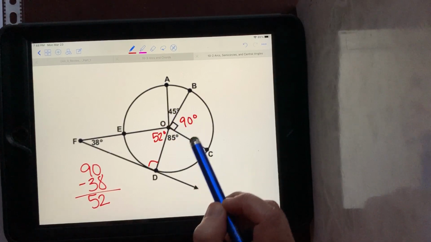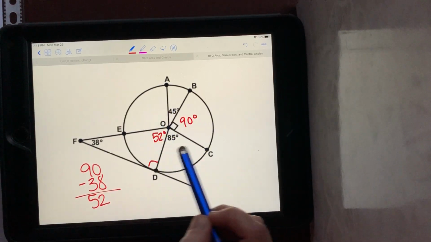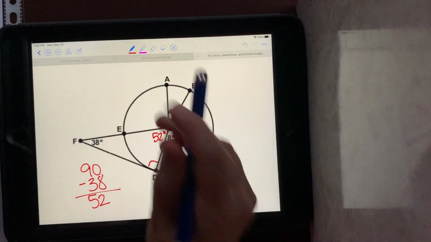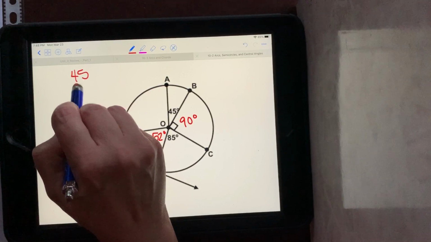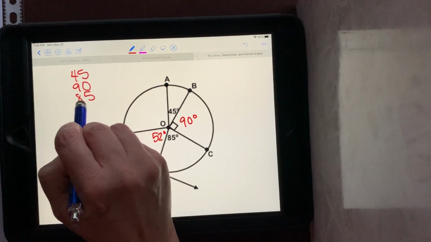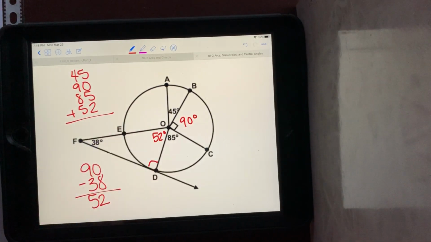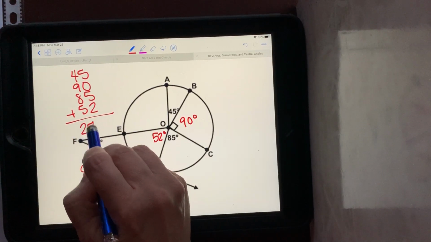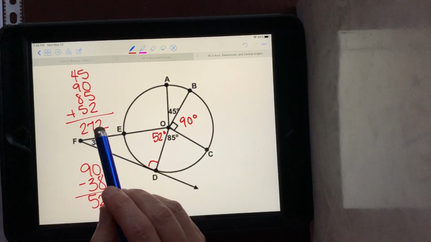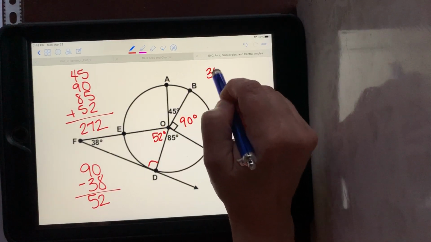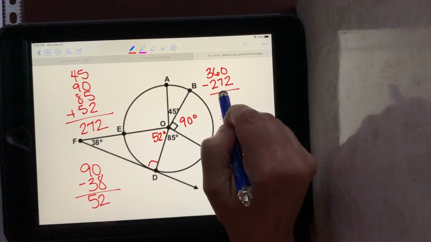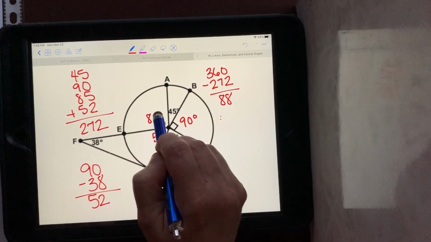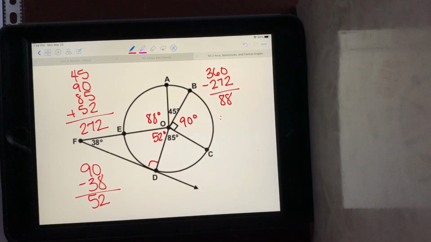Then that leaves me with 1 here. So I can add all of these up and subtract from 360 because remember that's your total sum every time. So if I add all these up, so we have 45, a 90, an 85, and a 52. If I add all those up, that gives me 272. But remember, we have to take that away from 360. And that's going to give us 88. So that leaves us with that angle there. And you can always add those up and double check yourself to make sure that that gives you 360 degrees.